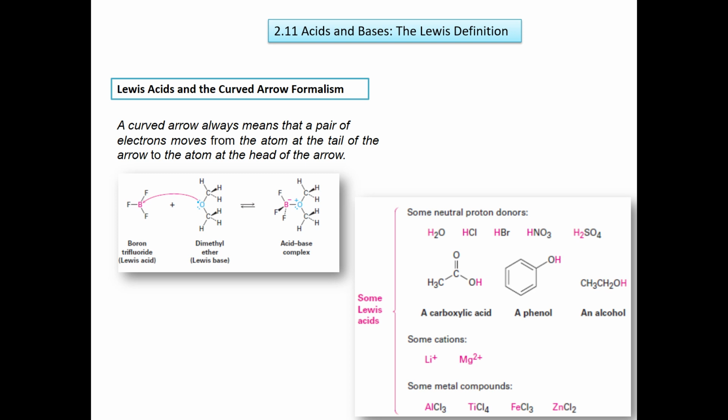And some metal compounds like aluminum trichloride, titanium tetrachloride, iron trichloride, and zinc chloride basically have free d orbitals that can be used. In some cases we have d orbitals that we can use as a Lewis acid, or in the case of aluminum, because it's from group 3, the same as boron, it also has a free orbital. It's the same example as boron.